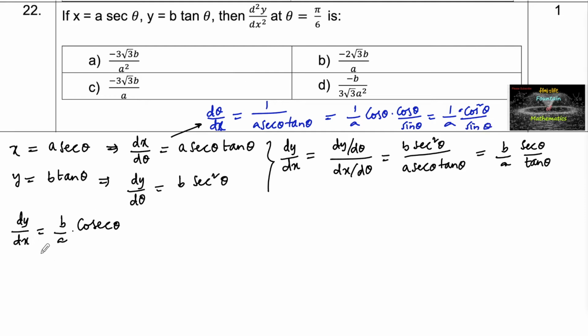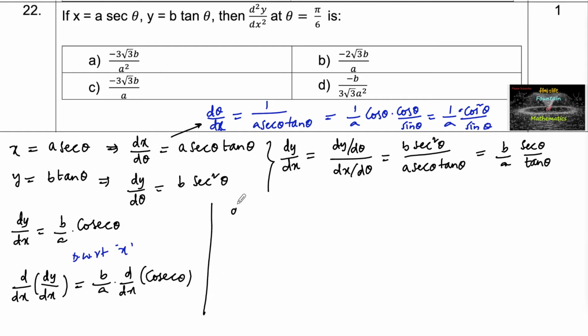Now we require d square y by dx square, so we differentiate again with respect to x. So we'll have d by dx of dy by dx, which is equal to b upon a, d by dx of cosecant theta. So we'll have d square y by dx square is equal to b upon a into minus cosecant theta cot theta into d theta by dx.